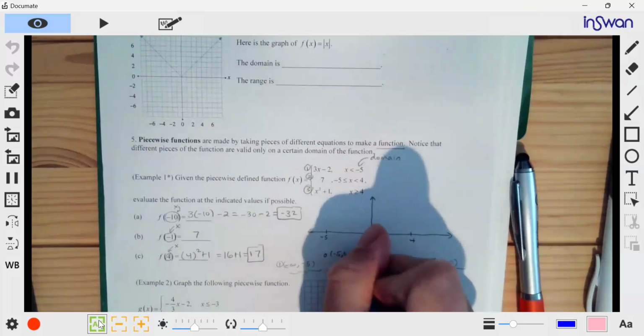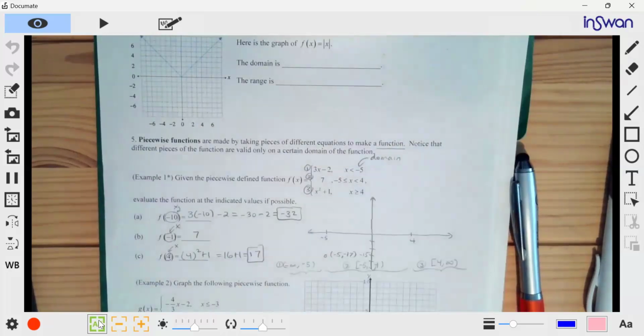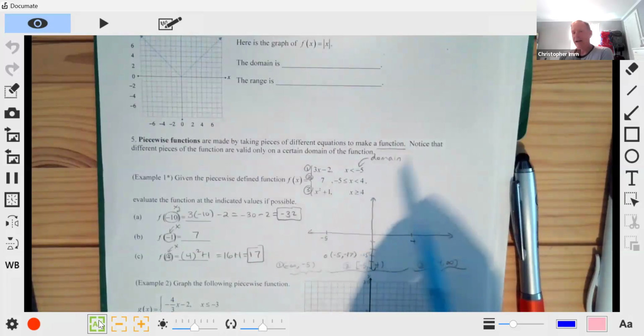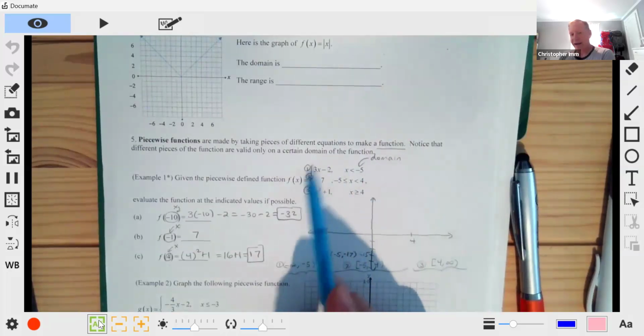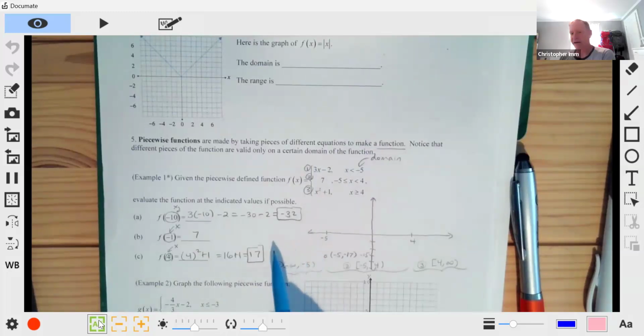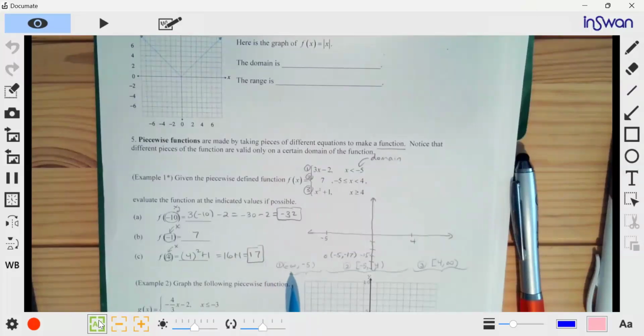Can I interrupt? Yeah, please do. Why do that? Well, I want to plot this graph, right? Yeah. But I only want to plot it on this interval here. Oh, okay, okay. Because it's only valid on that interval.